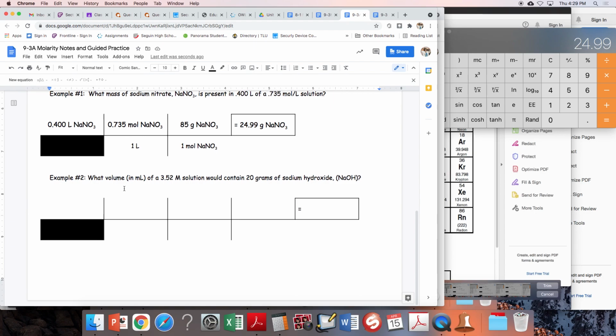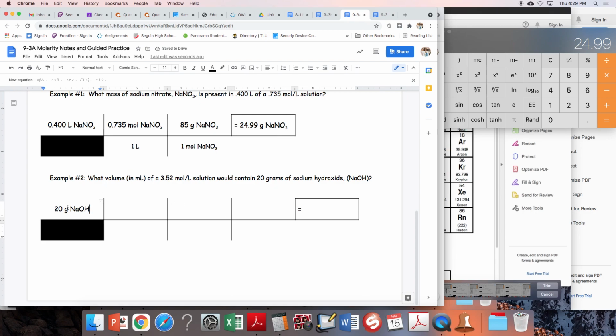All right, now what volume in milliliters of a 3.52 molar solution would contain 20 grams of sodium hydroxide? Again, when you see capital M, think moles per liter. To remind yourself, it's got 2 units, not 1. We don't want to start our dimensional analysis or stoichiometry there. So we want to start with our 20 grams of sodium hydroxide, because grams is a single unit.